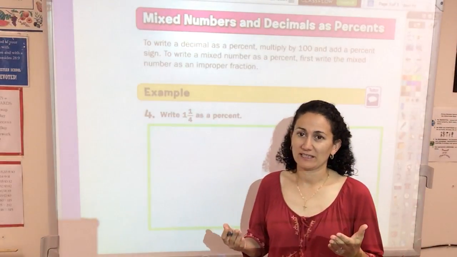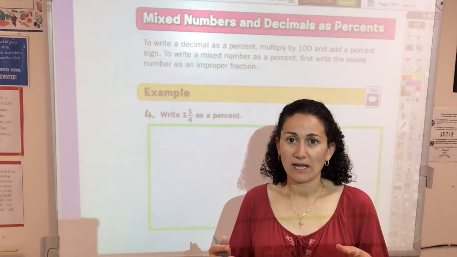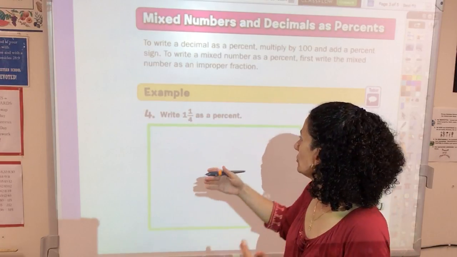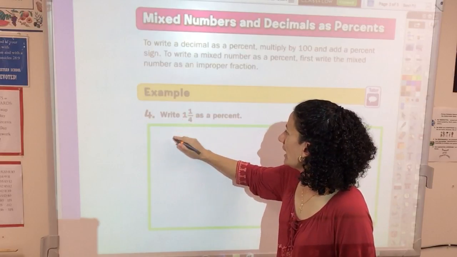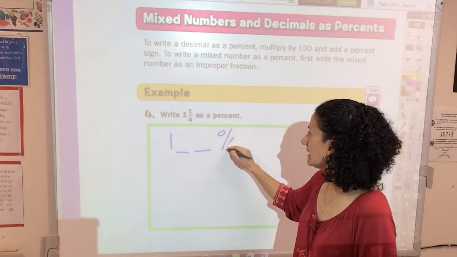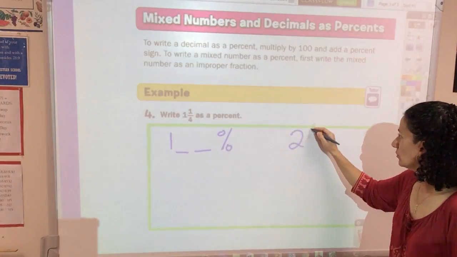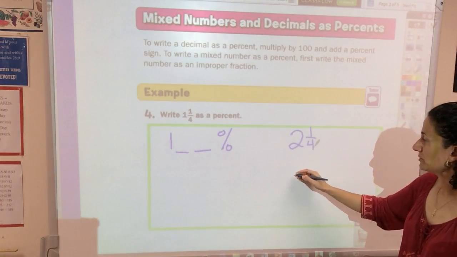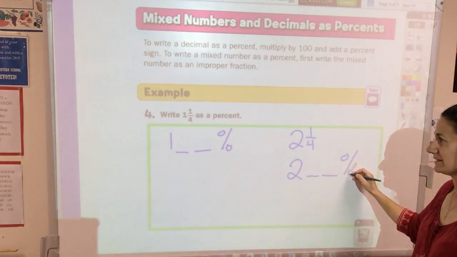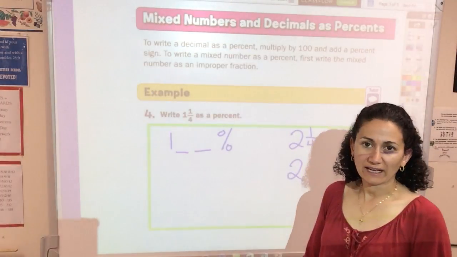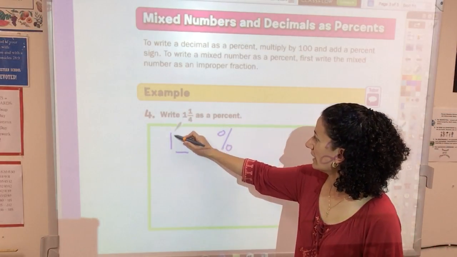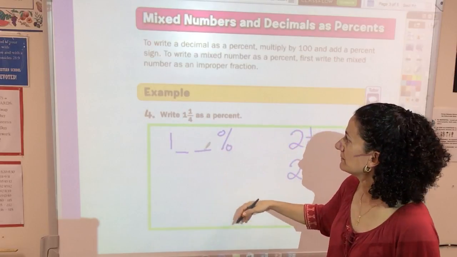My preferred method is to just take the whole number and note that that is the 100%. So for example, if I have one whole, I know my answer is going to be 100 something percent. Let's say I had 2 1/4. I know my percent is going to be 200 something percent. So you don't have to make it an improper fraction. What I would do is I'd take that whole. I know it's going to be 100 something percent.